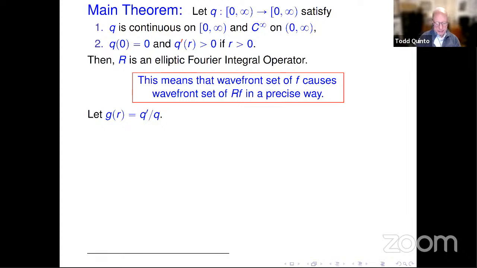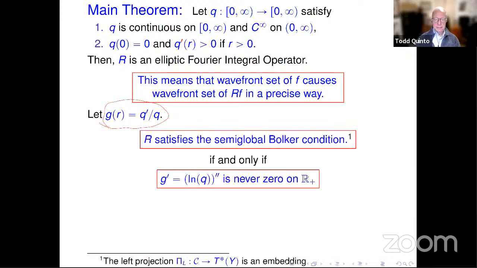Now, we decided in our article to define this extra function, Q prime over Q, which we call G. The next thing is that R satisfies a very important condition, I'll explain why in a minute, if and only if this simple condition holds: the derivative of ln of Q double prime, which is G prime, is never 0 on R_+. Now, the Bolker condition is, as you can see down at the bottom, that the left projection going from the canonical relation to T*Y is an embedding.